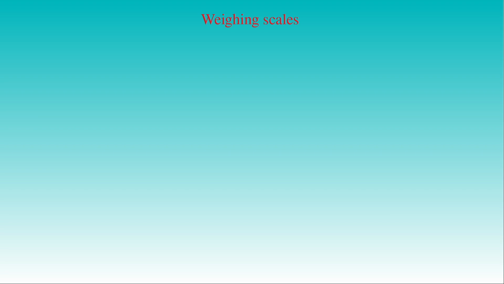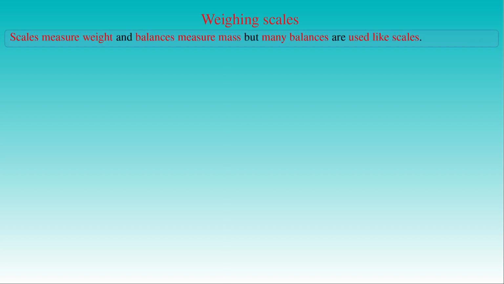In the discussion on static measurement of mass we mentioned weighing scales. Now we present the measuring instruments of mass and weight in more detail. While scales and balances are both used as weighing devices, their intended purposes slightly vary. Scale measures weight whereas a balance measures mass. However, many balances are now used like scales to measure the weight of an object.